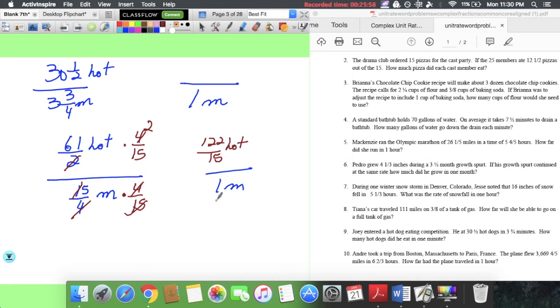But nobody talks like that. So 122 divided by 15, I figure that's 8. So if you go 8 times 15, it's 120, 2 left over. So that means he ate 8 hot dogs and 2/15 of the next one per minute. So 8 and a little bit hot dogs per minute, which is crazy.